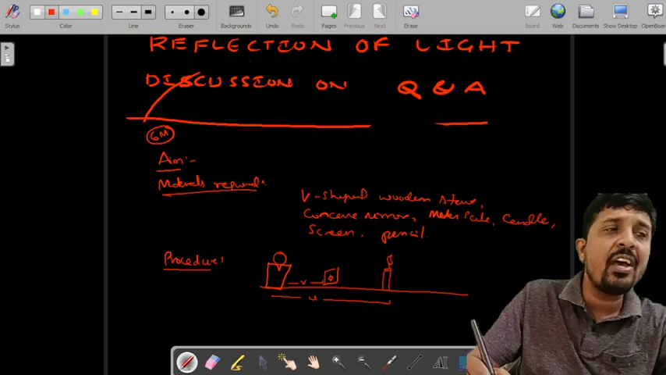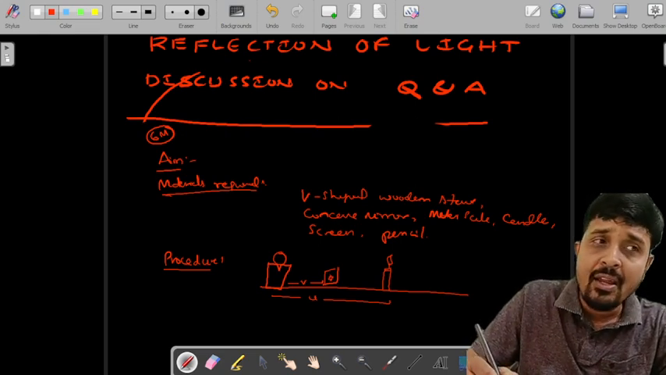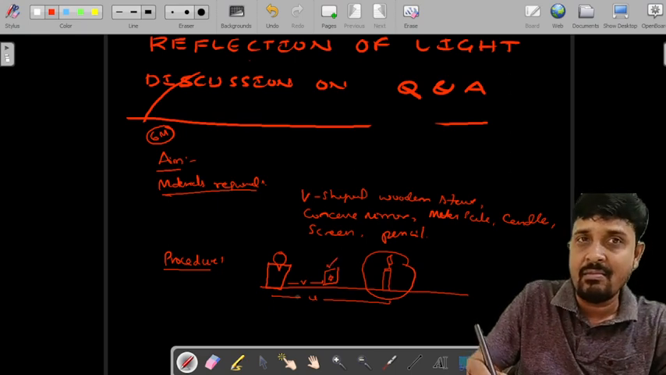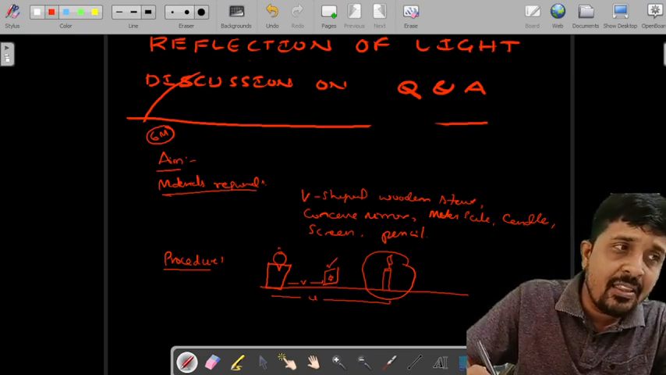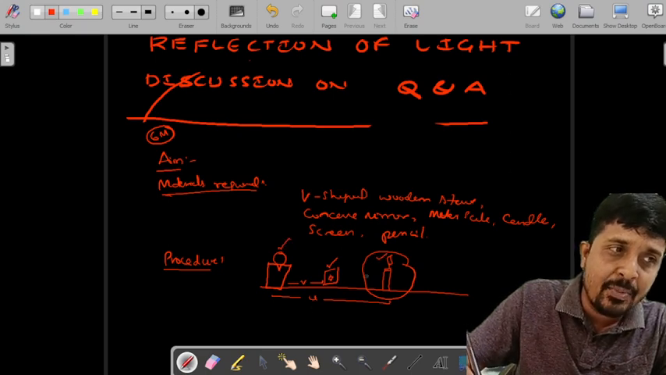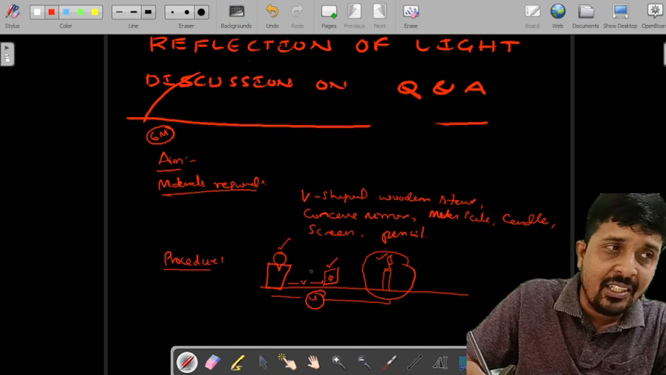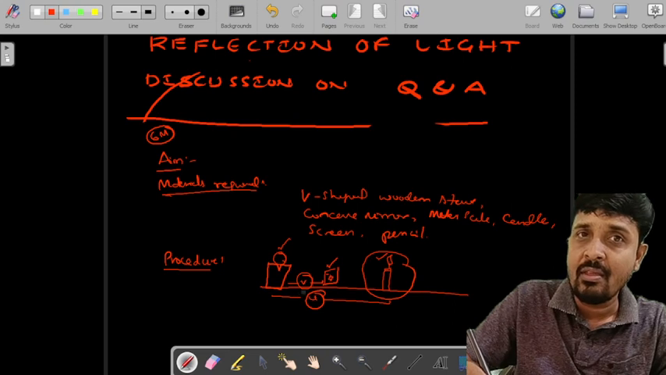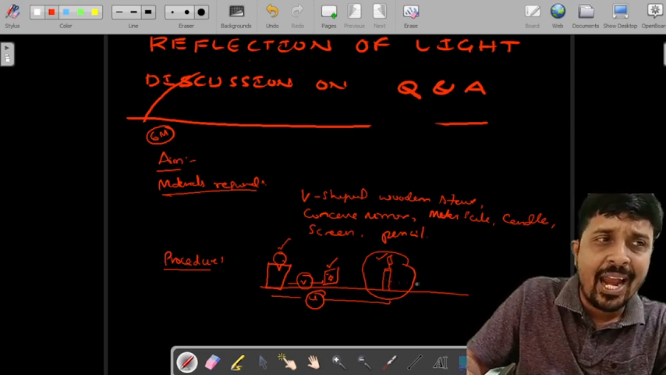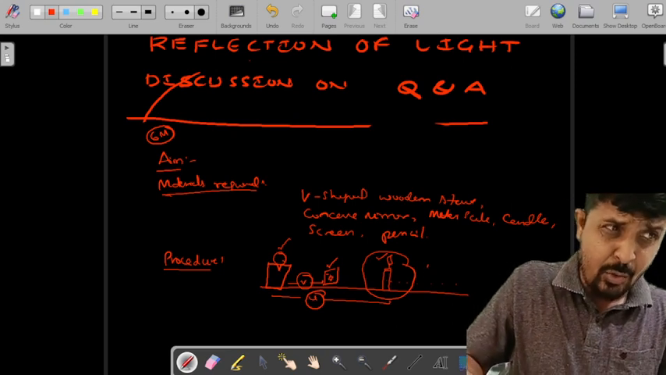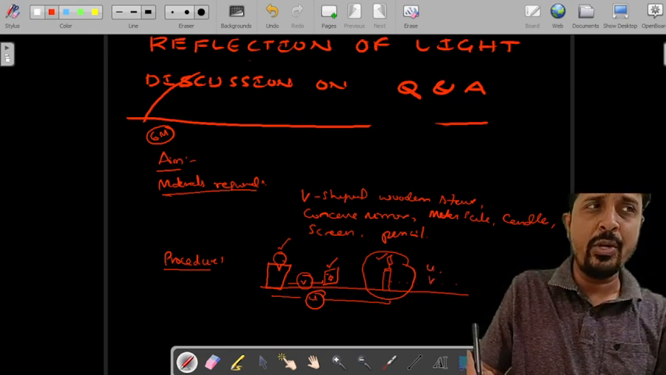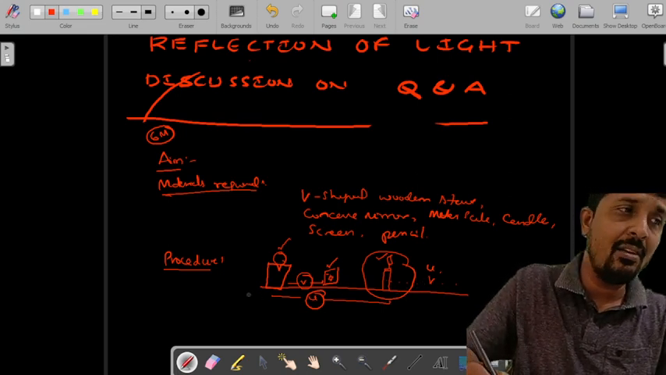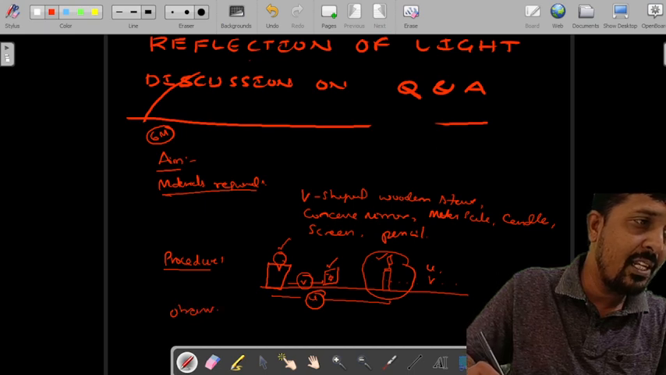So in the procedure we are writing: arrange the equipment as shown in the figure, adjust the position of the candle such that we can have a clear image on the screen, measure the distance between the mirror and the candle as U, and measure the distance between the screen and the mirror as V. Place the candle at different positions, and every time you change the value of U, the V value is going to change. Then we note the values in a table in the observation.